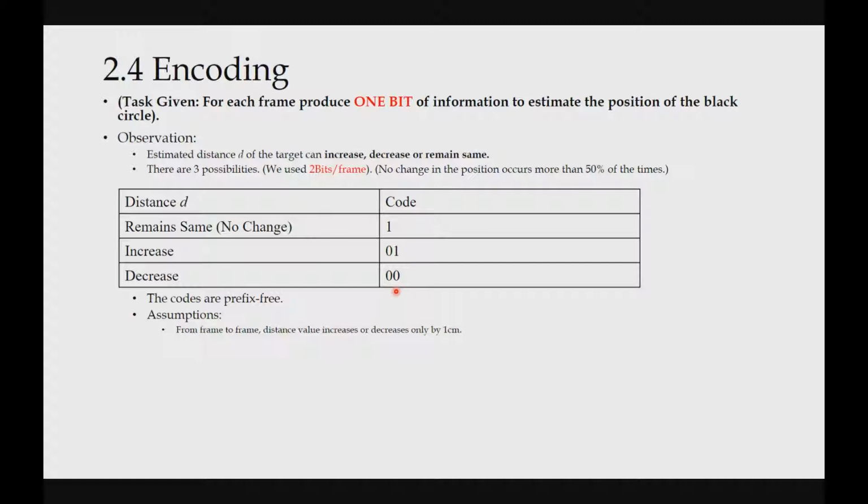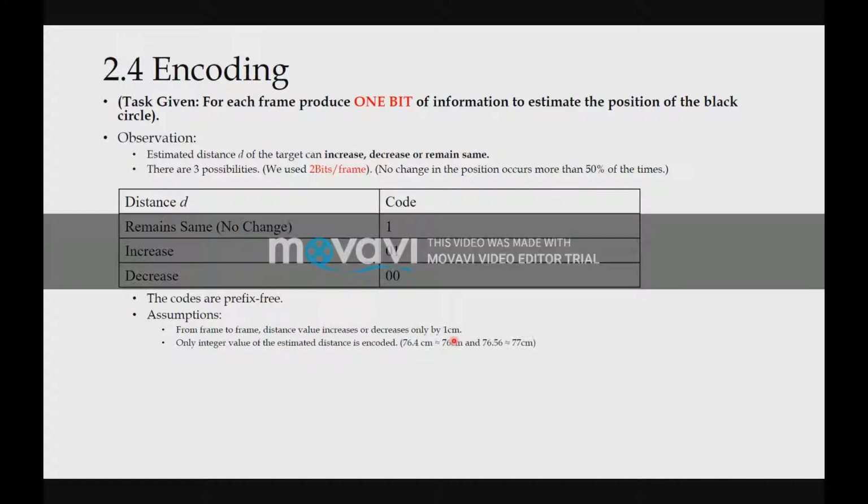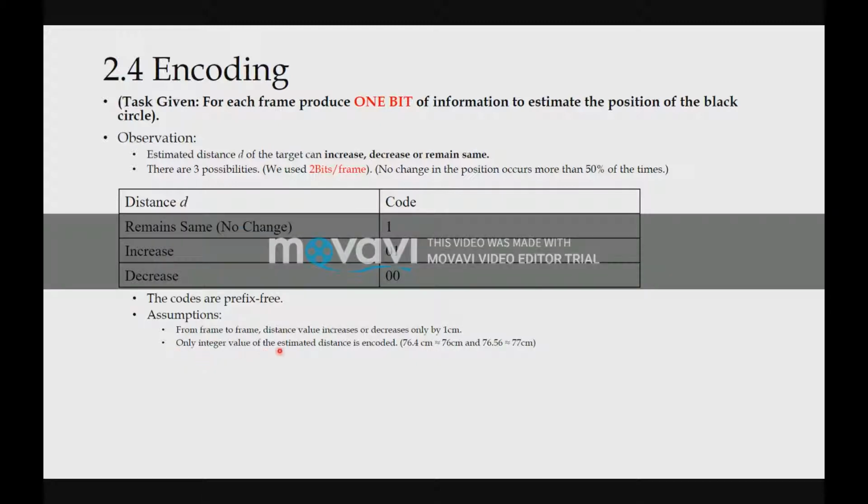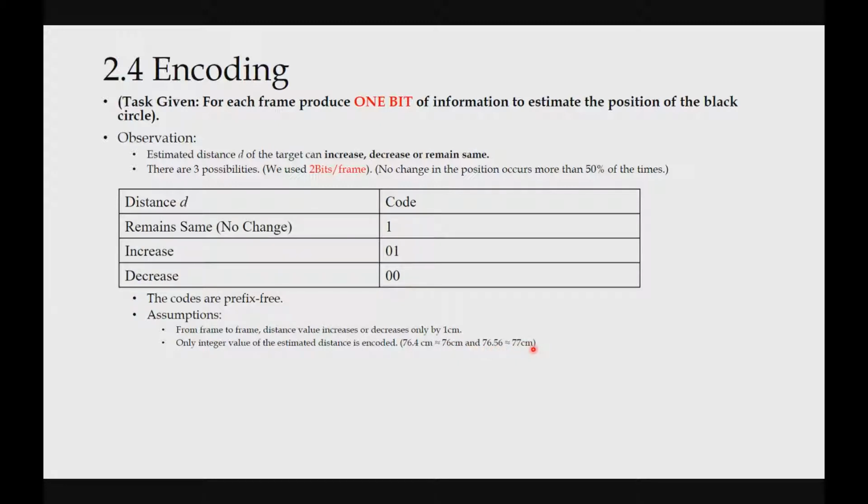There are two assumptions for encoding distance values. From frame to frame, the distance value increases or decreases only by 1 centimeter. If the increase or decrease is more than 1 centimeter, then definitely more bits are needed to encode that information. Fortunately, in our observation, distance d never changes in steps of more than 1. Though our algorithm is able to estimate distance with 1 decimal digit accuracy, while encoding, only the integer value of the estimated distance is encoded. For example, 76.4 centimeters is considered 76 centimeters and 76.56 is considered 77 centimeters.